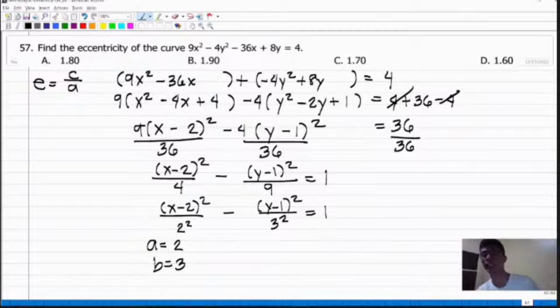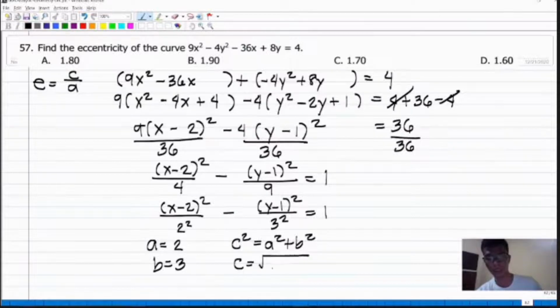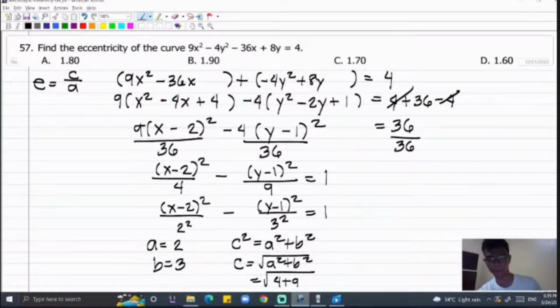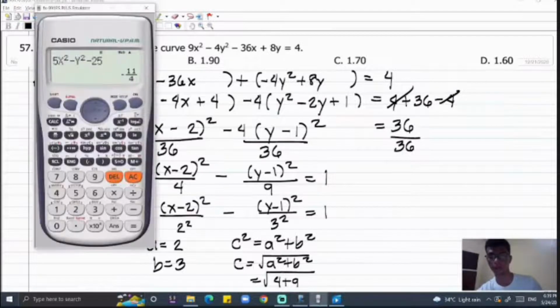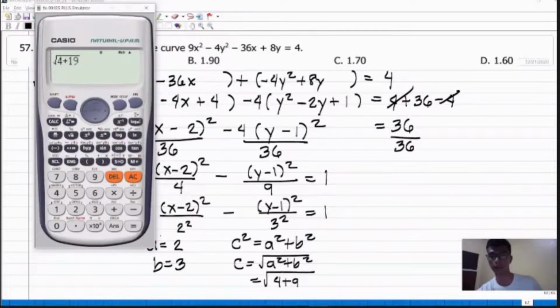Solving for a, ang kailangan natin ay c. And di ba meron tayong Pythagorean relation dito, yung ginagamit sa hyperbola, and that is c square equals a square plus b square. Therefore, the value of c is the square root of a square plus b square, which is the square root of 4 plus 9. Square root of 13.